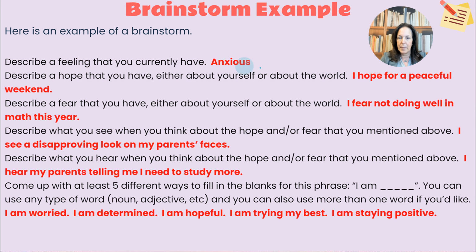So I just want to quickly go over my example to help you. Here's an example. Describe a feeling that you currently have: anxious. Describe a hope that you have either about yourself or the world: I hope for a peaceful weekend. Describe a fear that you have either about yourself or about the world: I fear not doing well in math this year. Describe what you see when you think about that hope or fear: I see a disapproving look on my parents' faces. Describe what you hear when you think about that hope or fear: I hear my parents telling me I need to study more.